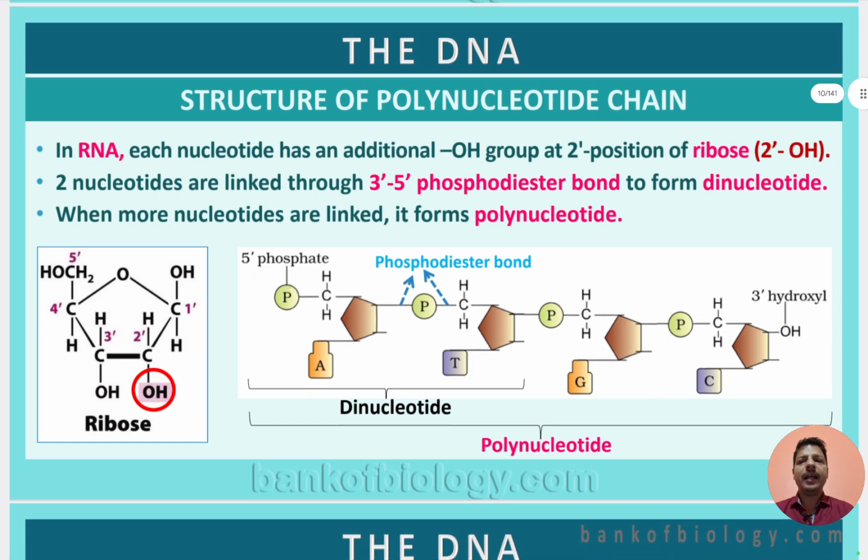And in RNA, each nucleotide has an additional OH group at the 2' position of the ribose. As you can see, it is the 2' position in this diagram where an additional OH group is present. Two nucleotides are linked through 3' to 5' phosphodiester bond to form a dinucleotide. Here you can see the phosphodiester bond. When more nucleotides are linked, a polynucleotide is formed. Obviously, it is a dinucleotide, and if more are combined, that is called polynucleotide.